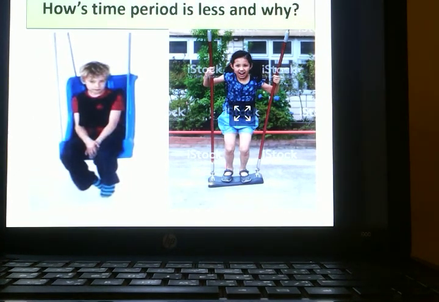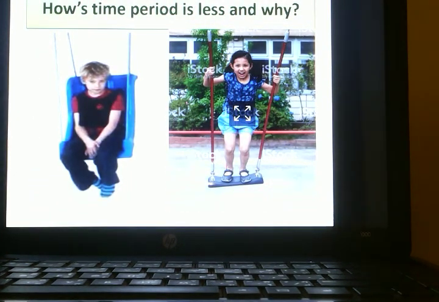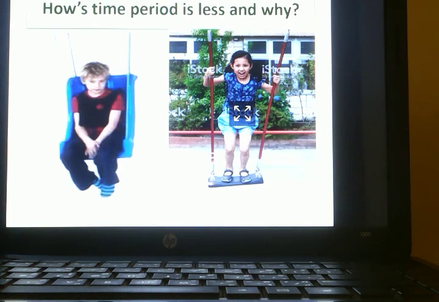Okay, can you tell me the difference over here? Whose time period will be less and whose time period will be more? Let us first understand these two pictures. You can see one boy sitting and swinging in this swing, and we can see this girl standing on the swing. What is the difference in the time period? We will see now.